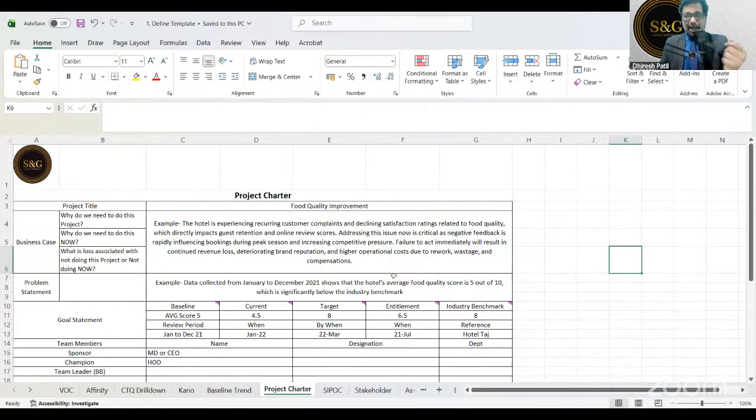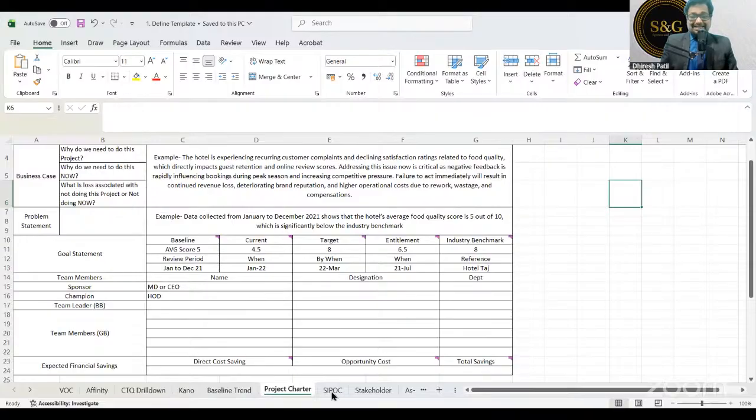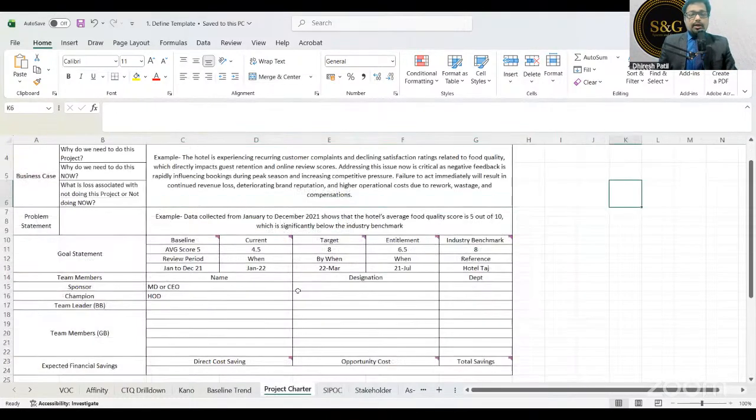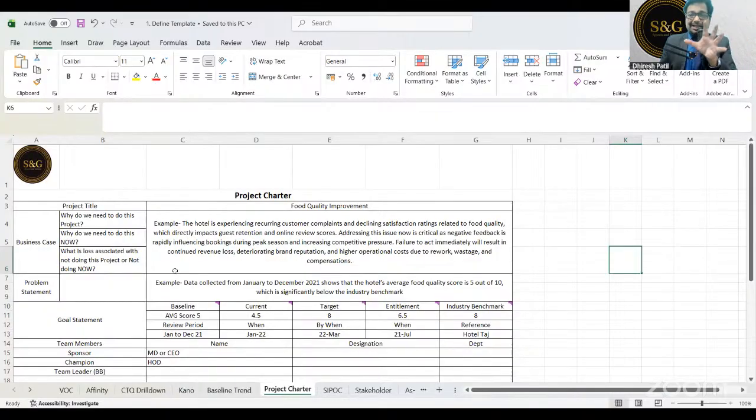Then the project charter, very simple, so we are not going into that. Then SIPOC. Understand this. We have taken one example of food quality improvement. Very common, very generalistic project, so manufacturing people, service people, everybody can understand and correlate.